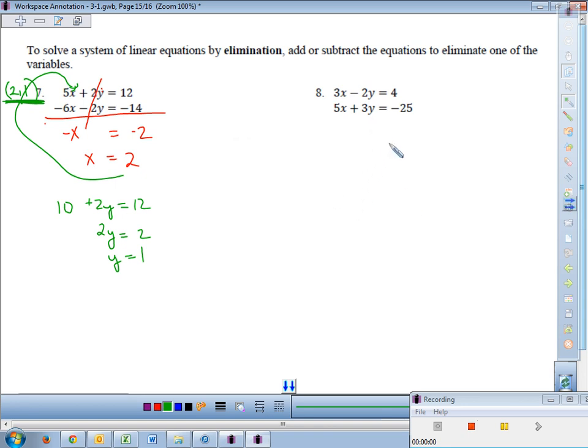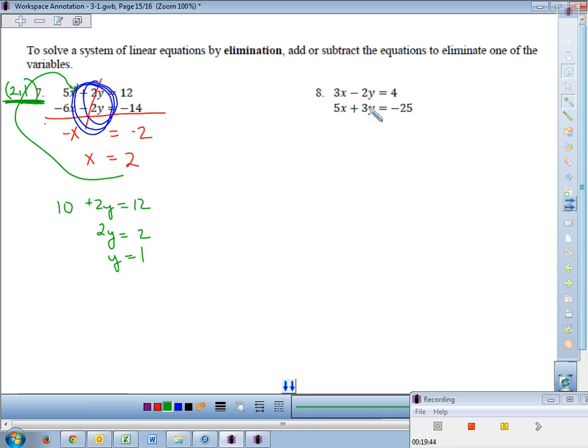Next guy, solve by elimination because they tell me to. I need to get a set of opposite coefficients on top of each other, just like I had a 2y and a negative 2y. Can't add the x's together right now, they won't cancel out. Can't add the y's, so I've got to force them to be canceled by doing a little modifying by way of multiplication. I'm going to cancel my y's.